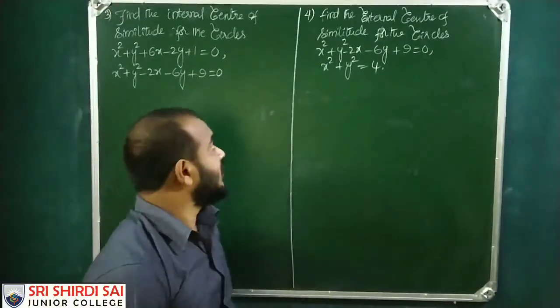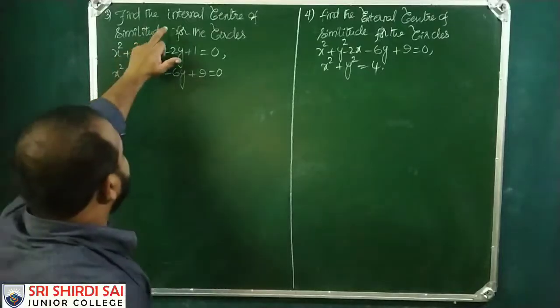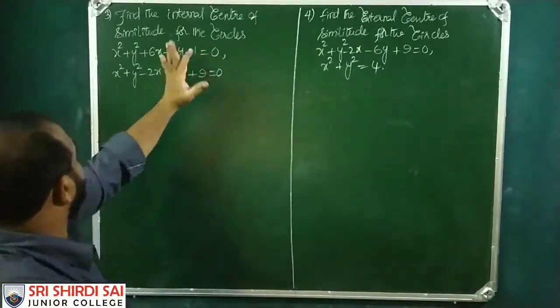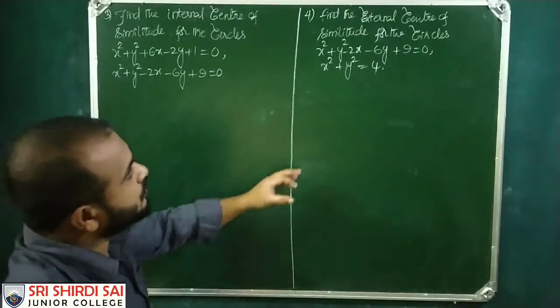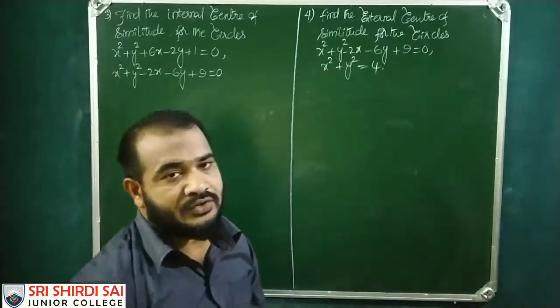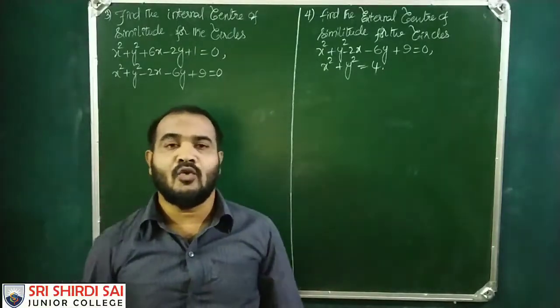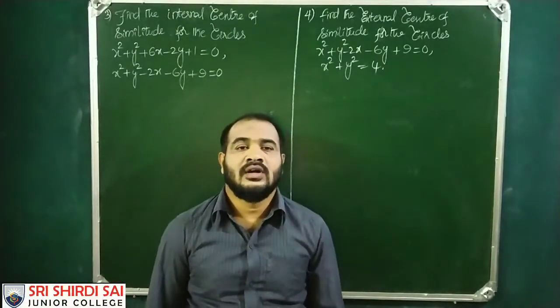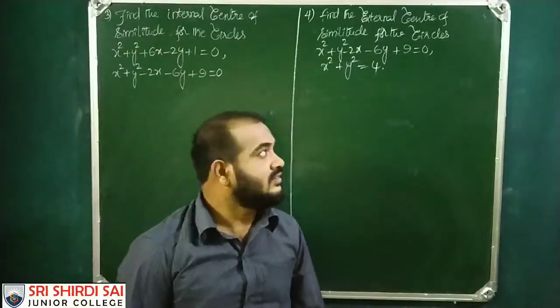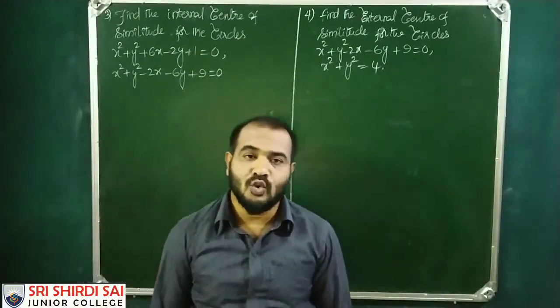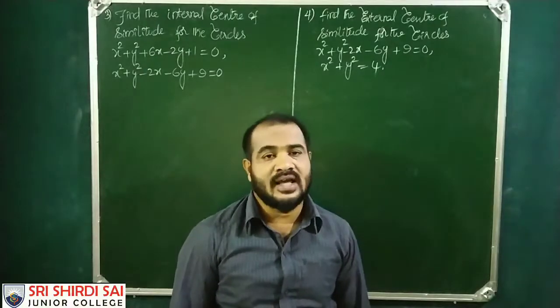The next question is, find the internal center of similitude for the circles. These two are given. And the fourth question is the external center of similitude. I am telling you, the internal center of similitude is the point of intersection of transverse common tangents, and the external center of similitude is the point of intersection of two direct common tangents.